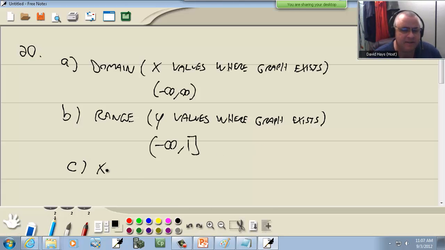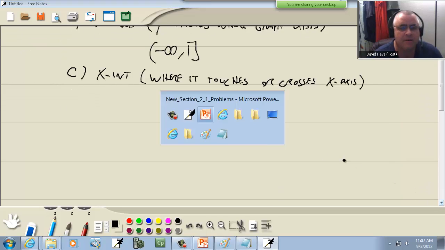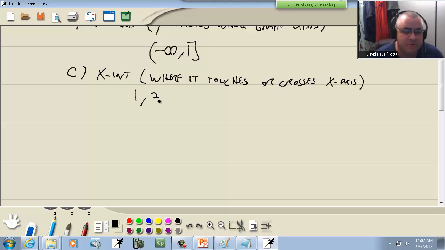Now, C is our x-intercept. This is where it touches or crosses the x-axis. So as I look at this, it looks like it's crossing at 1 and 3. So our x-intercepts would be 1 and 3, or if you want to write those in point form, that'd be (1, 0) and (3, 0).